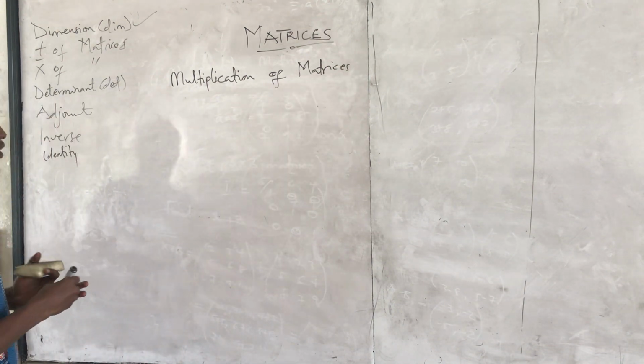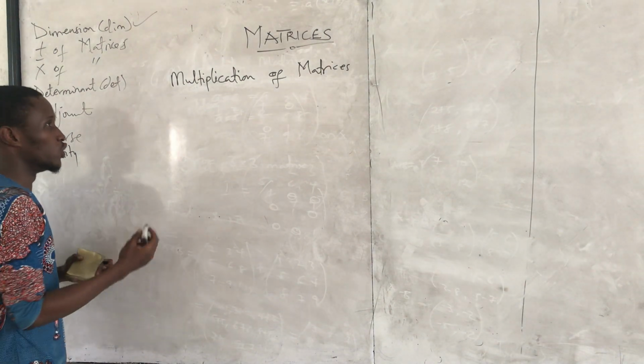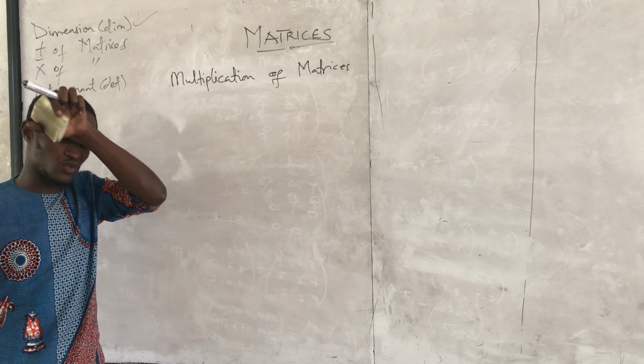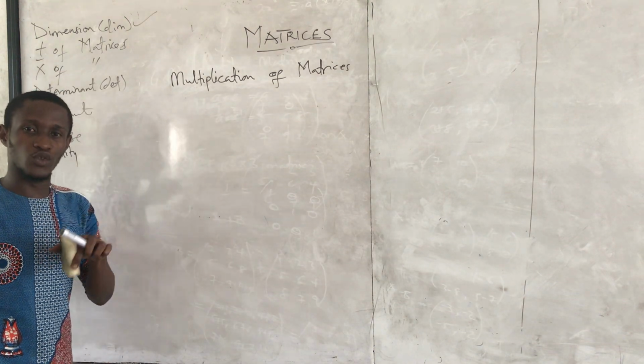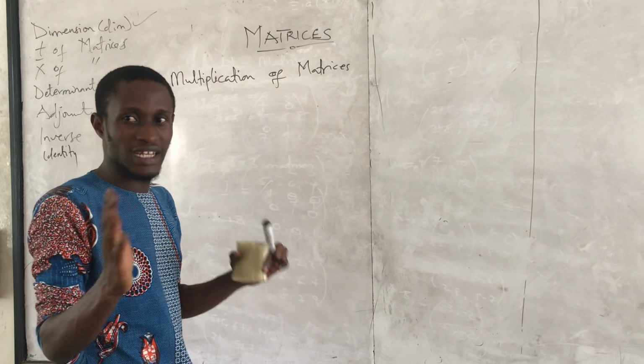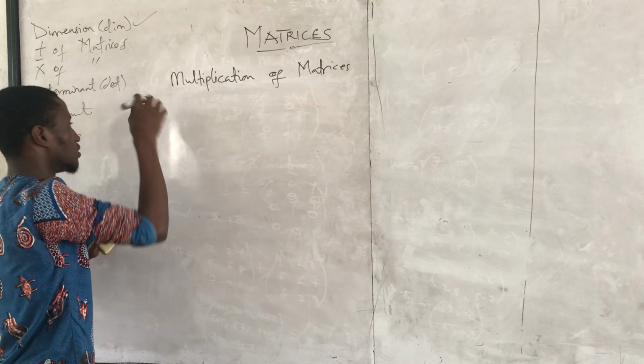For multiplication of matrices, there is a trick, and we will look at, I'll first look at a 2 by 2 and a 2 by 1 matrix, a 2 by 2 and a 2 by 2 matrix, and then we look at different dimensions of a matrix. So multiplication, look at the trick here.